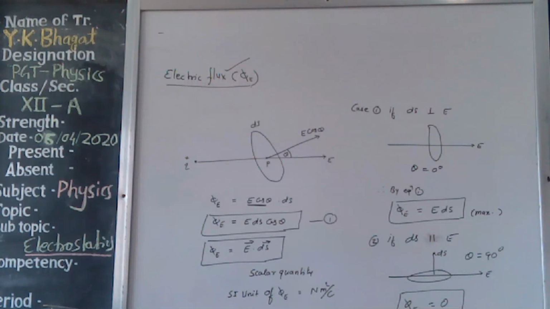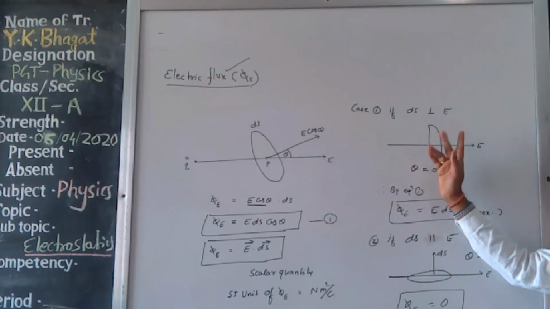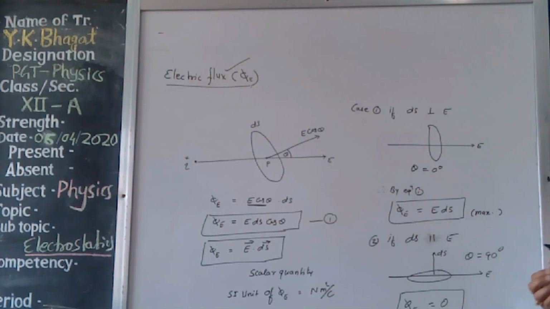Then what have we obtained? That when the area is placed perpendicular to the electric field, maximum flux will pass out. But when placed parallel to intensity, it possesses 0 electric flux.